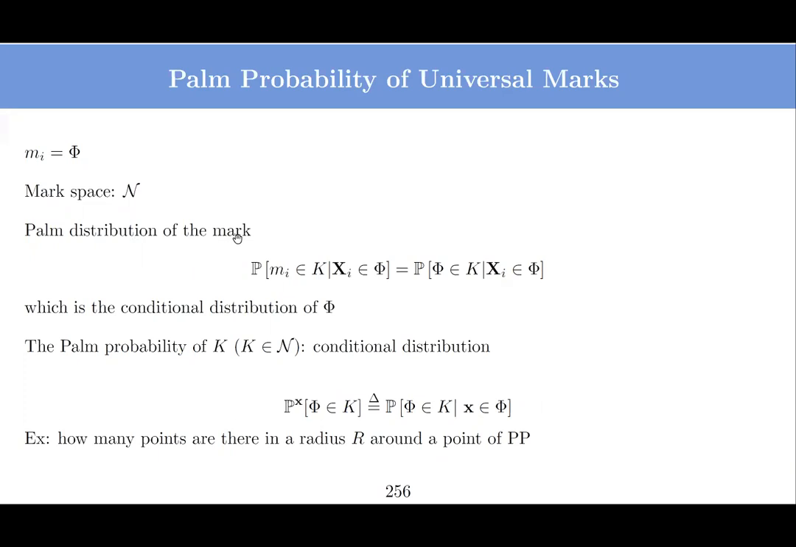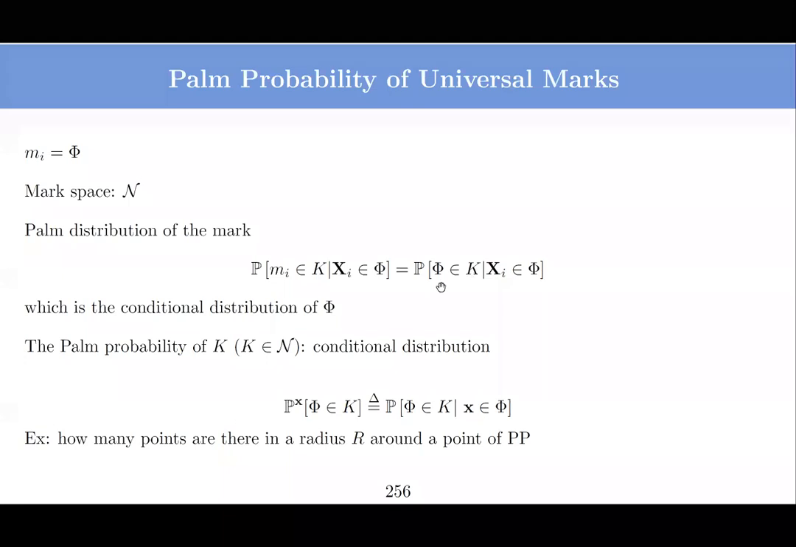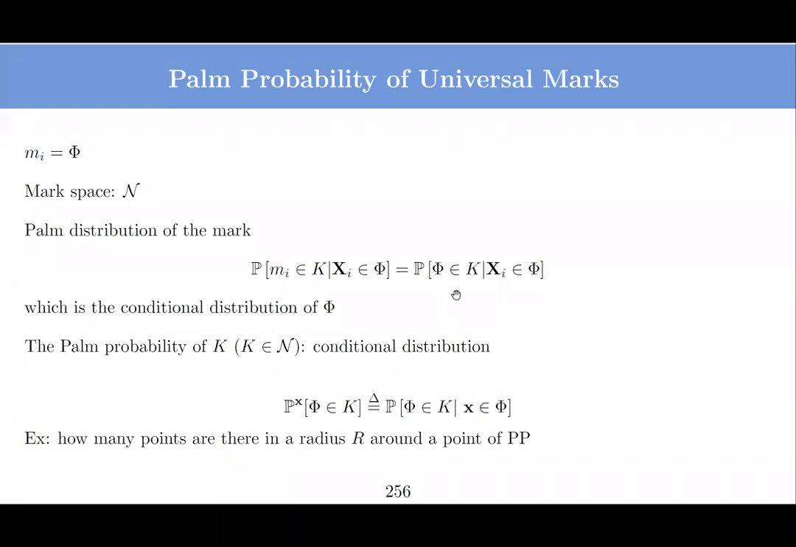And the mark distribution will be given as the probability that mi belongs to K given that xi belongs to phi. And here the mark is phi, so this is just the probability that phi belongs to K, conditioned that xi belongs to phi. Okay, and this is nothing but the conditional distribution of phi. Given that there is a point at xi, what will be the look of phi? What is the probability that phi takes a particular value, that a particular property K holds?